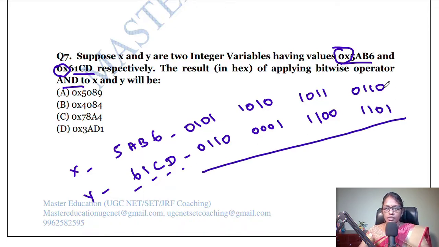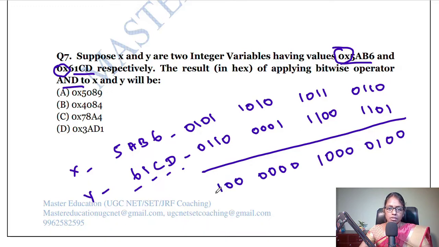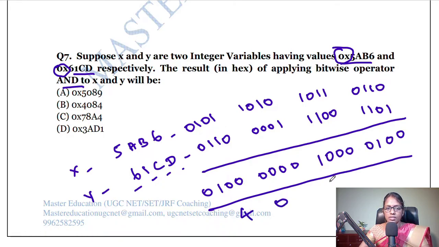Now I am doing AND bit by bit: 0 and 1 is 0, 1 and 0 is 0, and so on, giving 0100, 0000, 1000, 0100. Now you have to convert this into the equivalent hexadecimal value. So this is 4, 0, 8, and 4. It is a hexadecimal number, so I represent it as 0x. So the answer is 0x4084.